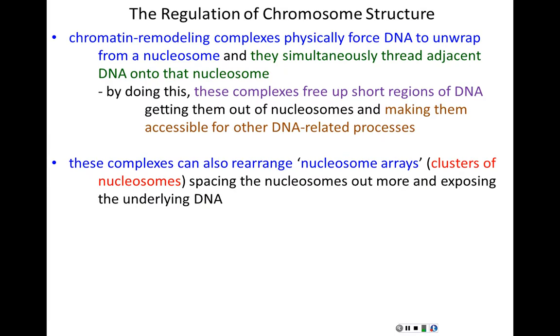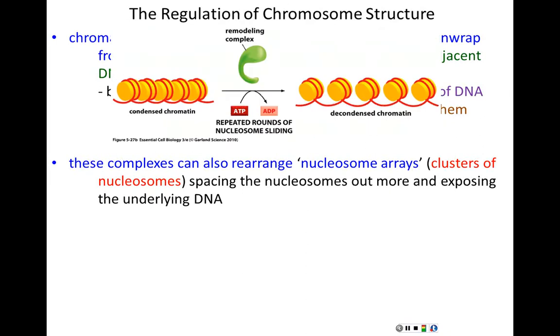An array of nucleosomes is simply a cluster of nucleosomes all behaving in a similar way together. So chromatin remodeling complexes can space nucleosomes out more on an array, exposing the underlying DNA. Or they can bunch up nucleosomes in an array and sequester that DNA again. That's shown in this diagram. Here we have condensed chromatin, where the nucleosomes are all very close together. The linker regions are very, very small. There's very little naked DNA there.